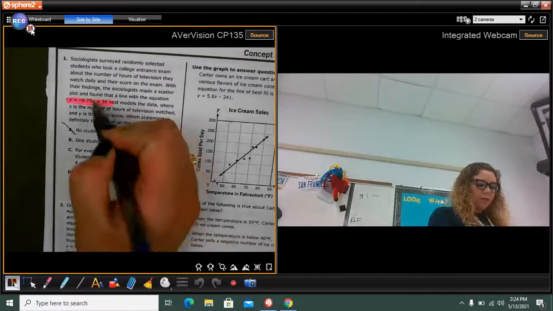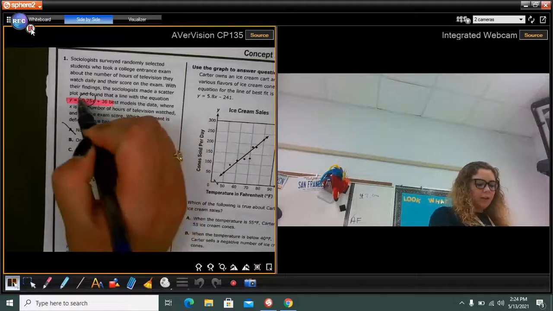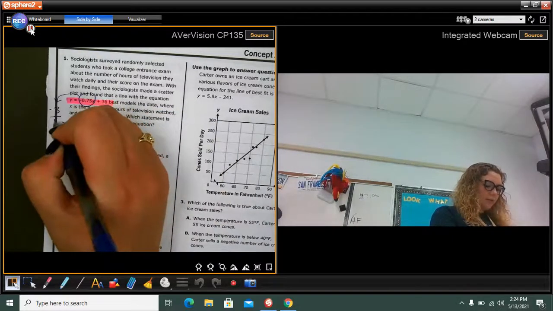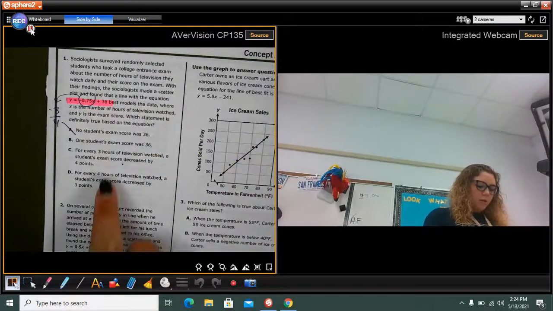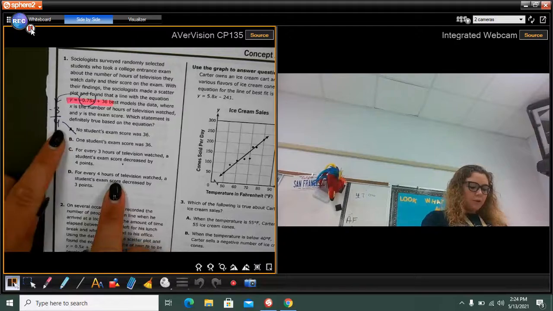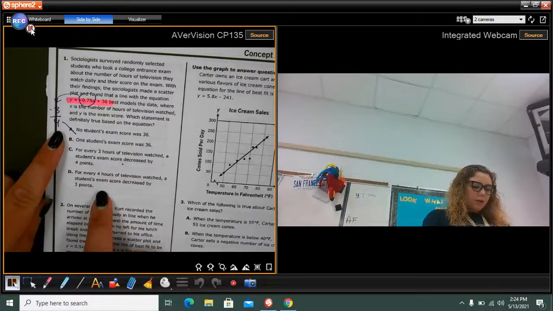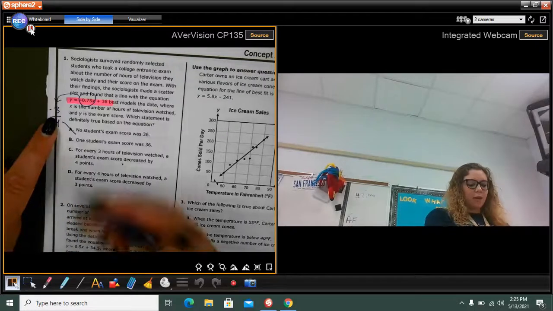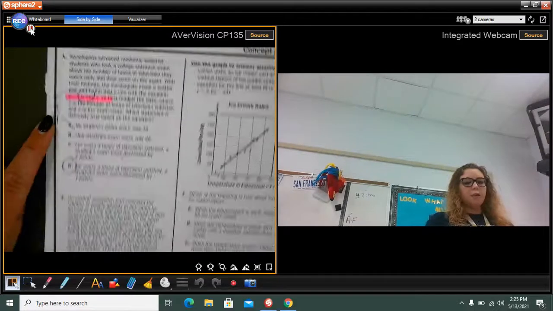To check that, we need to convert this to a fraction. If we convert that to a fraction, that is negative 3/4. For every 4 hours watched, the student's exam score decreased by 3 points. Yes, so my answer is D. Number 2.